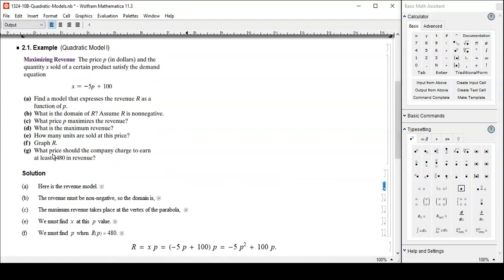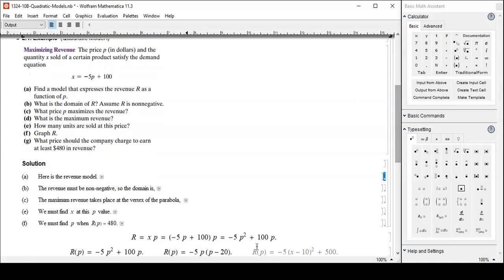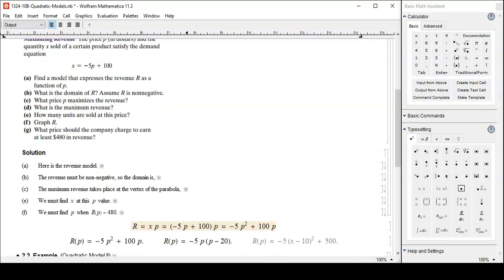Finally, okay, there's a hard problem. What price should the company charge to earn at least $480, excuse me, in revenue? The problem said at least $480. So we are looking at greater than or equal to 480. So this, as a matter of fact, is a quadratic inequality. We did an awful lot of those in lesson 10a. So how do we handle that?